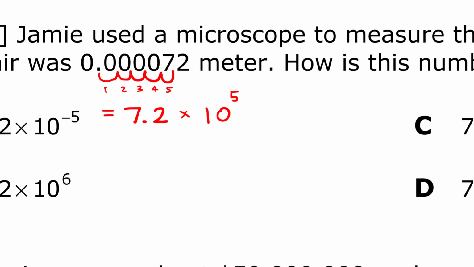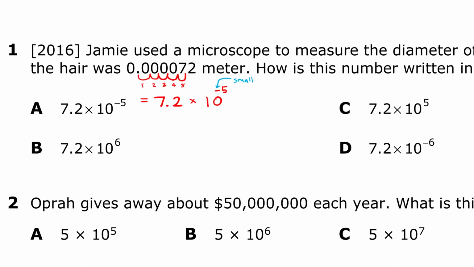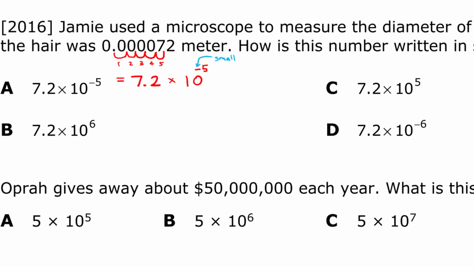And I am looking at the original number, the standard form of the number. Is this number too small or too big? It is too small. So when it is a small number, then I'm going to have a negative power here. Okay, because the original number was small. So I am picking the correct answer as answer choice A.